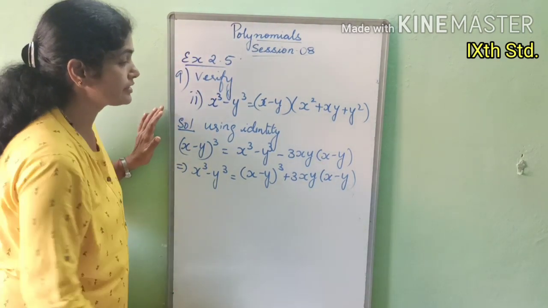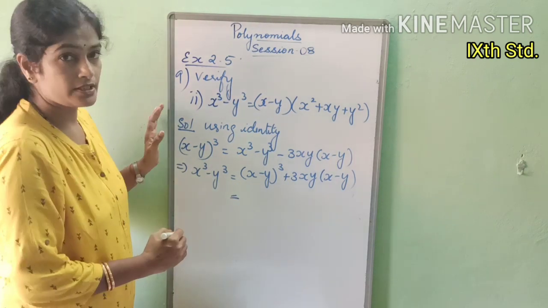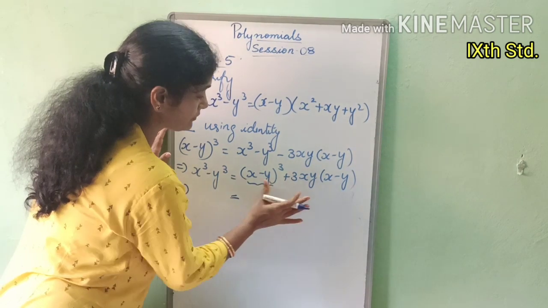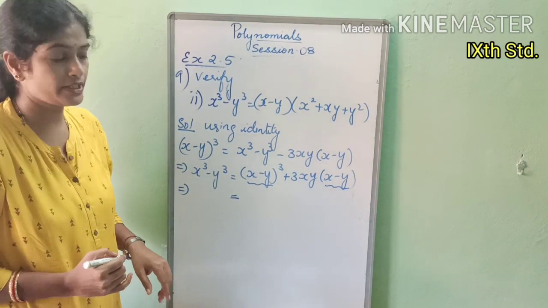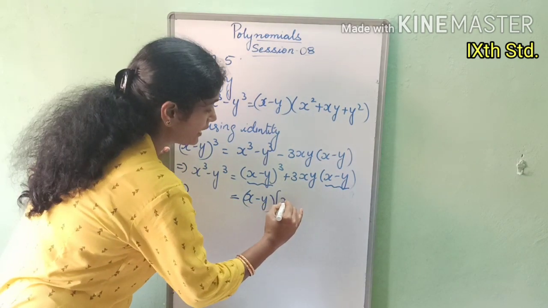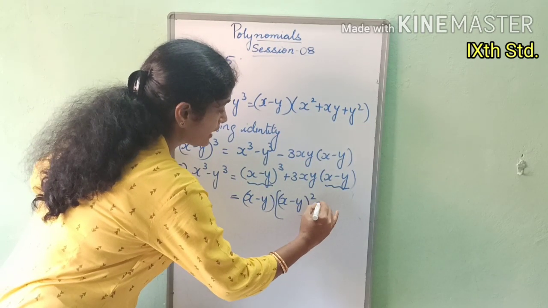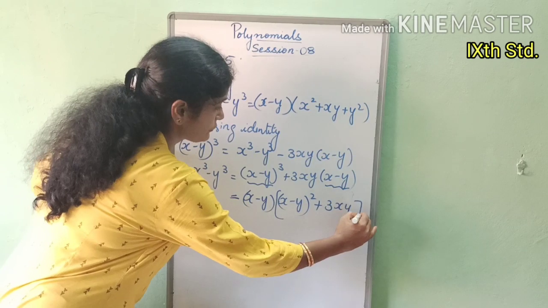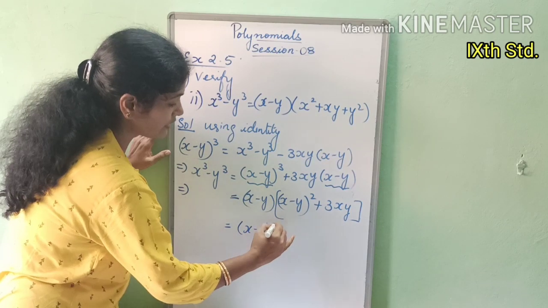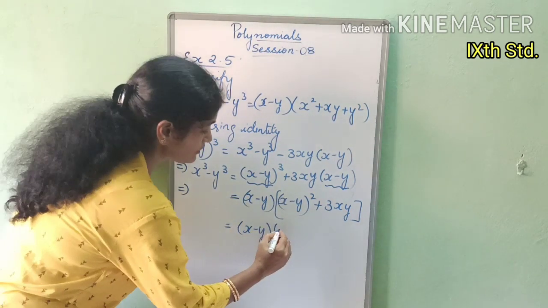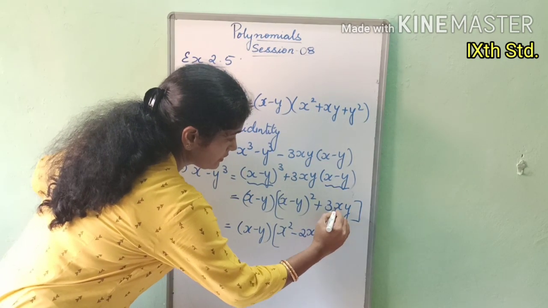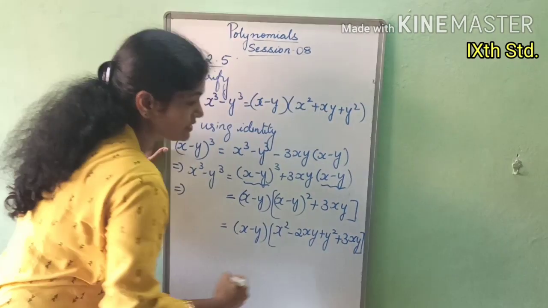Then what is it? This implies x minus y whole cube, from these two terms, if you look, x minus y is common. If you take out that common factor, x minus y whole square is remaining, and in the other term 3xy is remaining. So this is equal to x minus y into the expansion of x minus y whole square, which is x square minus 2xy plus y square, then 3xy as it is.